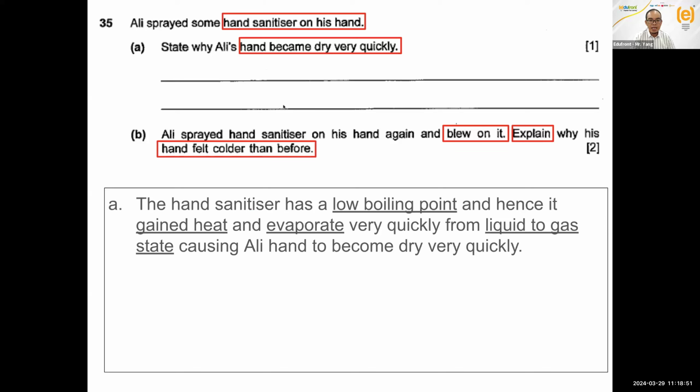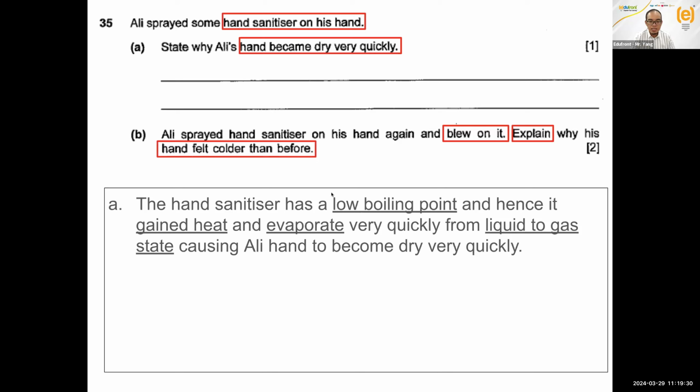Okay, now let's answer part A here. State why Ali's hand becomes dry very quickly. Now, hand sanitizer, we know why it dries very quickly, because it has a lower boiling point than water, right? Because it contains alcohol. When you put hand sanitizer on your hand, you can feel your hand becomes cold, right? So what's the reason your hand becomes cold? Because the hand sanitizer evaporates very quickly. Why does it evaporate very quickly compared to water? Because it has a lower boiling point than water.